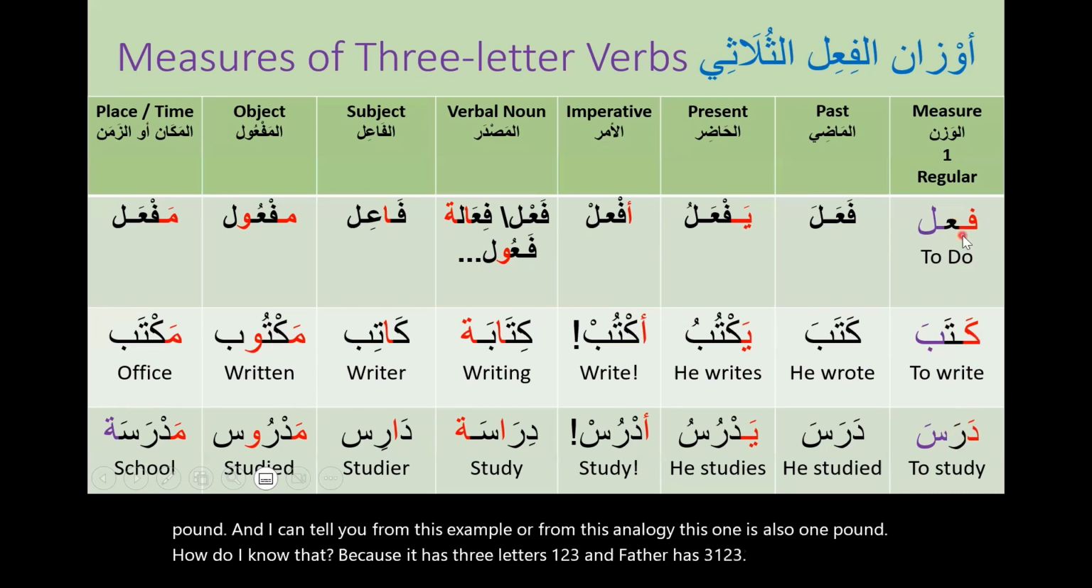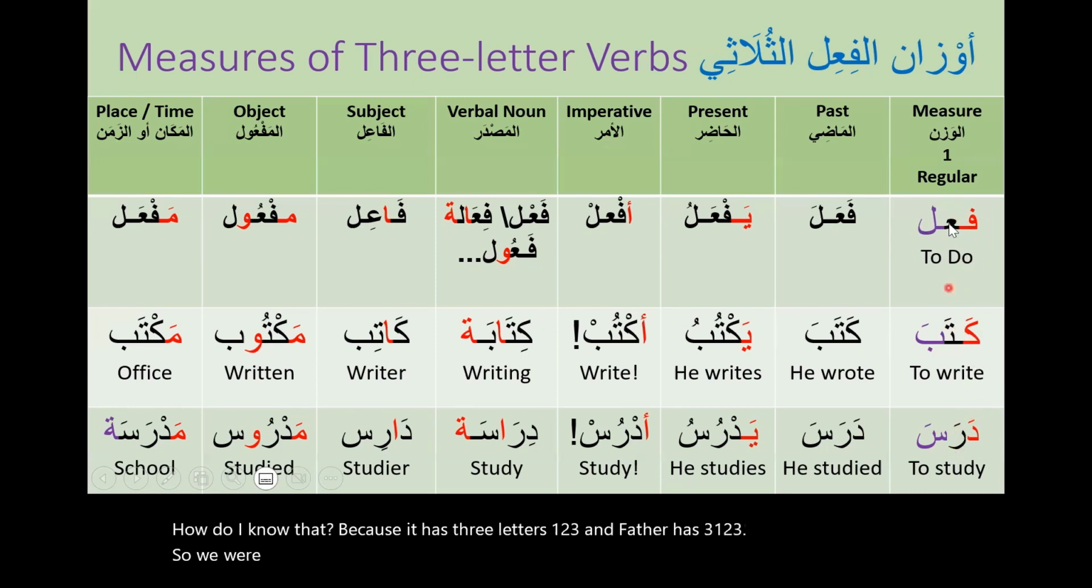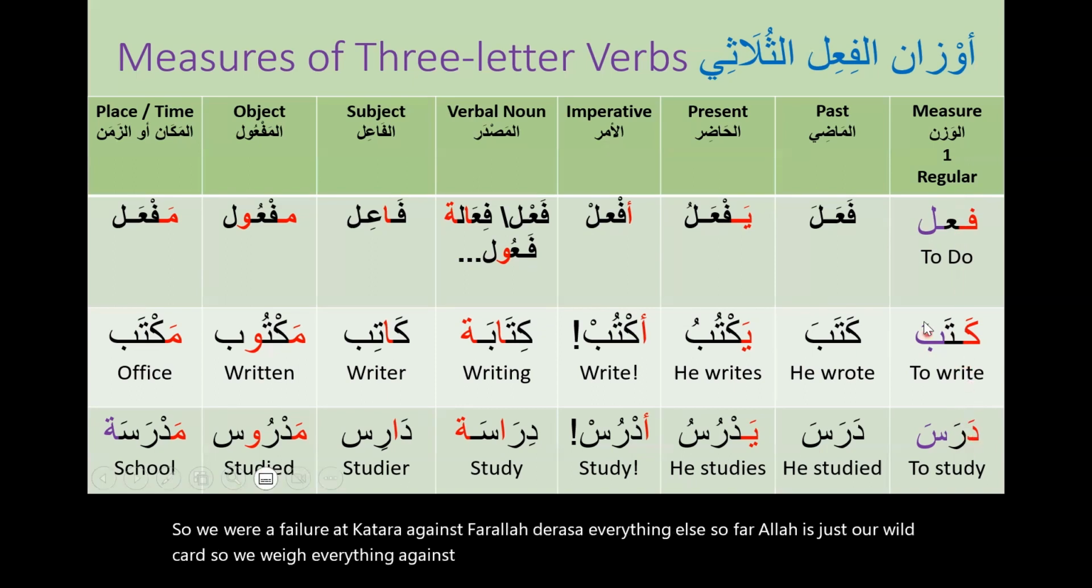So we weigh fa'ala, kataba again is fa'ala, darasa, everything else. So fa'ala is just our wild card. So we weigh everything against it. So let's see how we can form past tense from kataba.